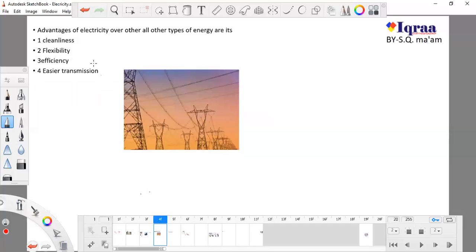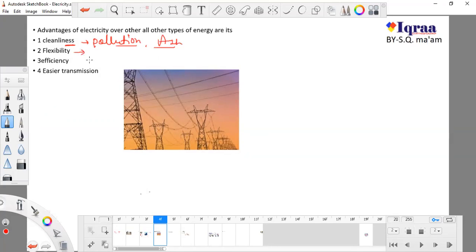Now what are the advantages of electricity over other types of energy sources? They are clean. That means electricity never forms ashes, and it never creates pollution.